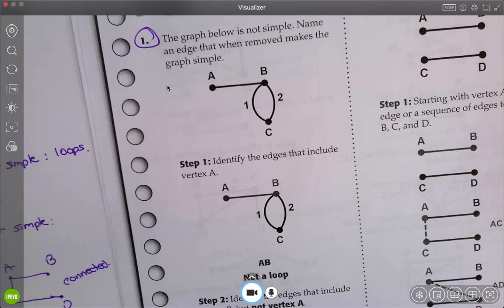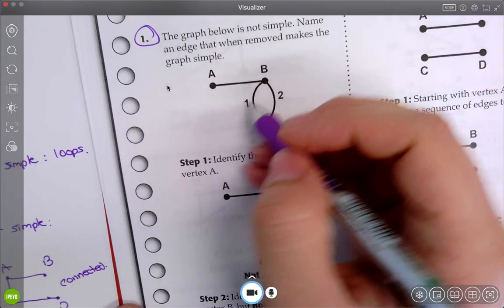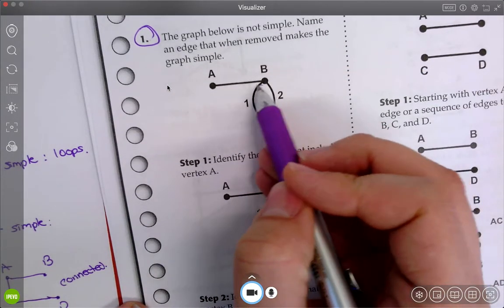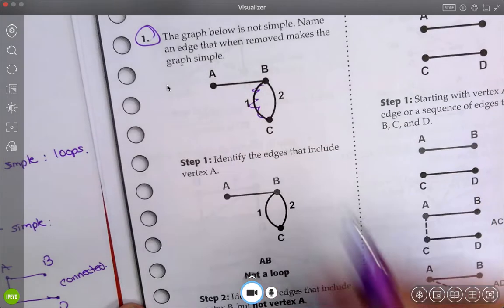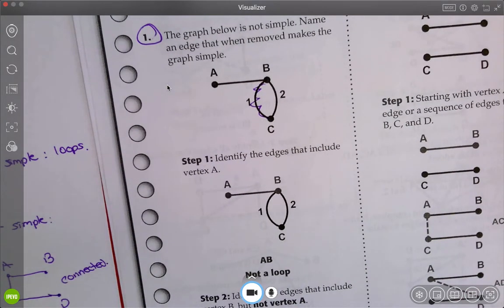You just remove the BC1. So you can do one or the other, right? If you remove BC1, then after this it is simple. If you remove BC2, that also works. That's pretty much it. But if you know the definition of simple and not simple, then it's really easy.